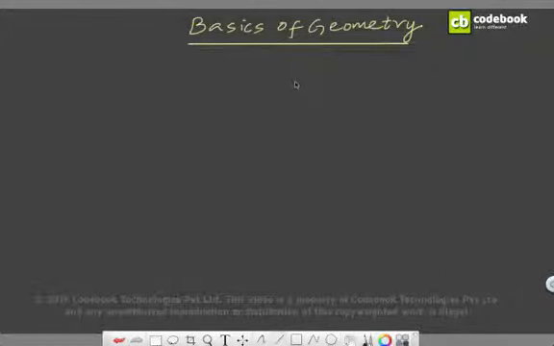Welcome to geometry. In this lesson we will learn some basics of geometry. We will learn about lines, line segments and rays. So let's begin with the line.